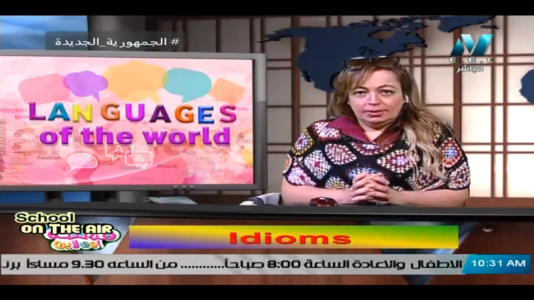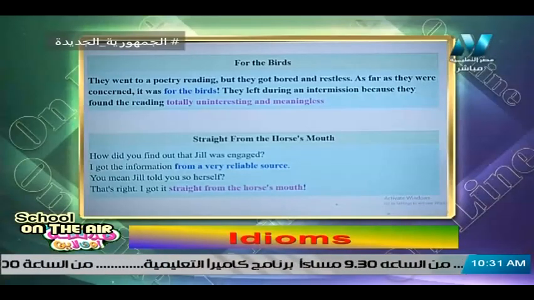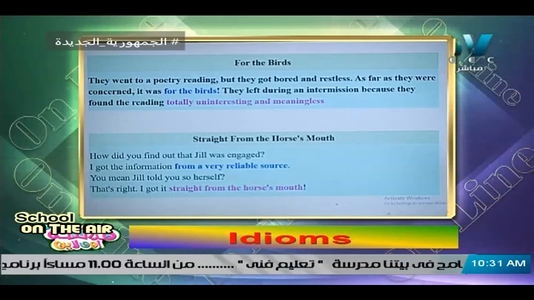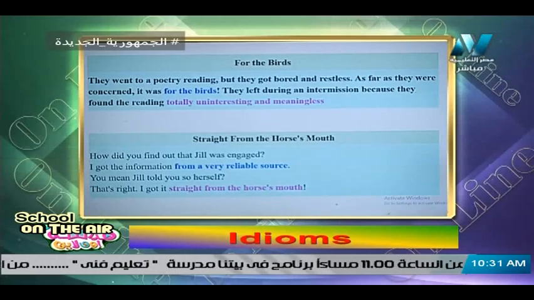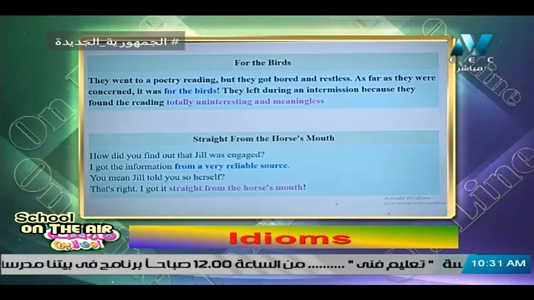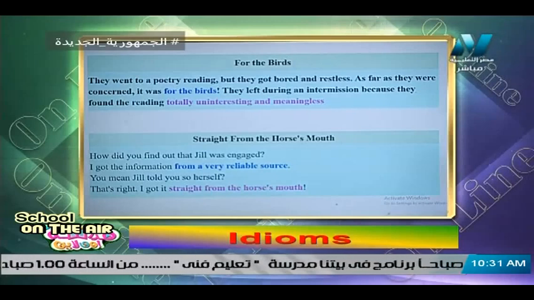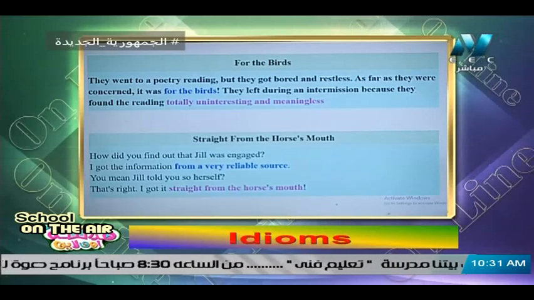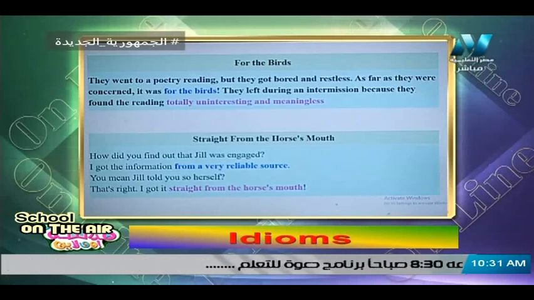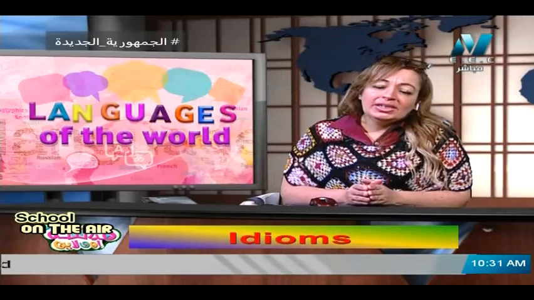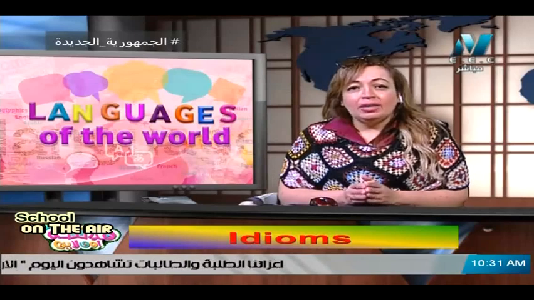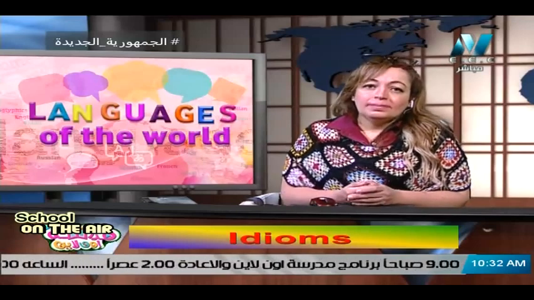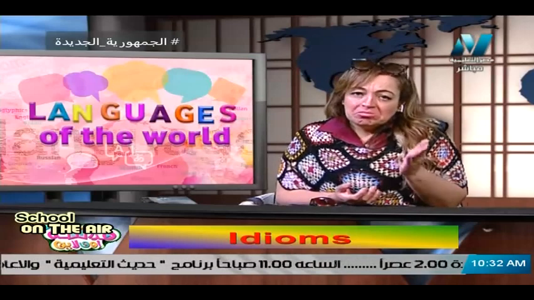For the birds, okay? For the birds, here the animals again. They went to a poetry reading. But they got bored and restless. As far as they were concerned, it was for the birds. They left during an intermission because they found the reading totally uninteresting and meaningless. So when something is for the birds, it means it is uninteresting, useless and meaningless. When you say it is for the birds, it means it is not enjoyable and has no meaning.